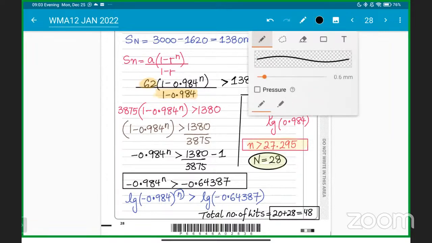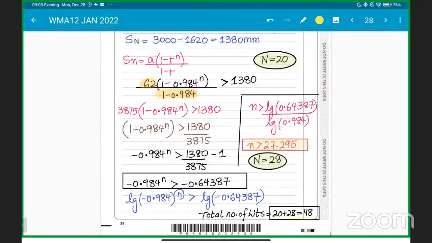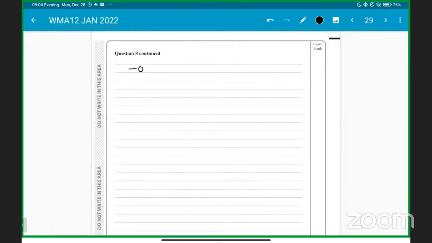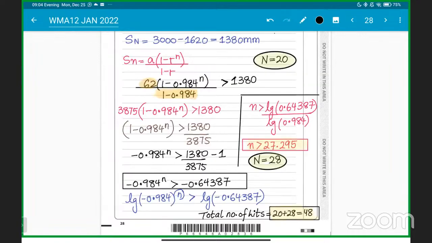Now, coming back to the understanding of the inequality. Let me explain it again here. Follow. I did it quickly, so that's why it might be a bit of a struggle. 0.984 to the power of n is greater than negative 0.64387. 0.984 to the power of n is greater than negative 0.64387.